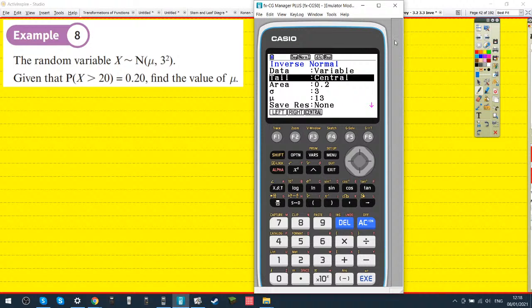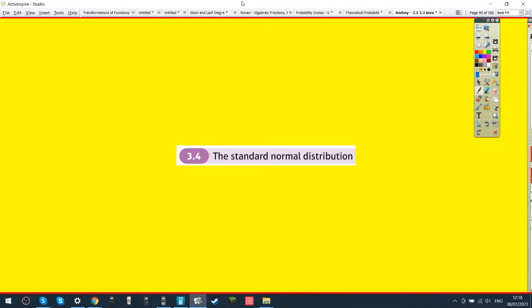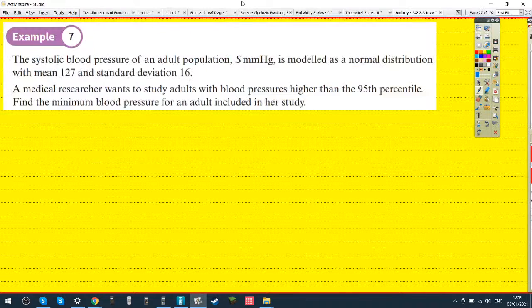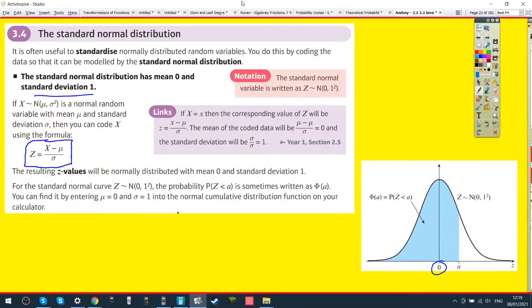For the standard normal deviation, what's the mean? What's the standard deviation? 3. No, standard normal. Always the same mean, always the same standard deviation. So the standard normal variable is written as Z.